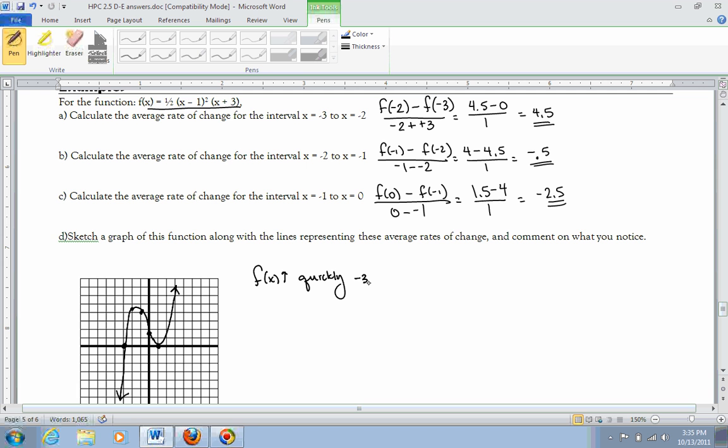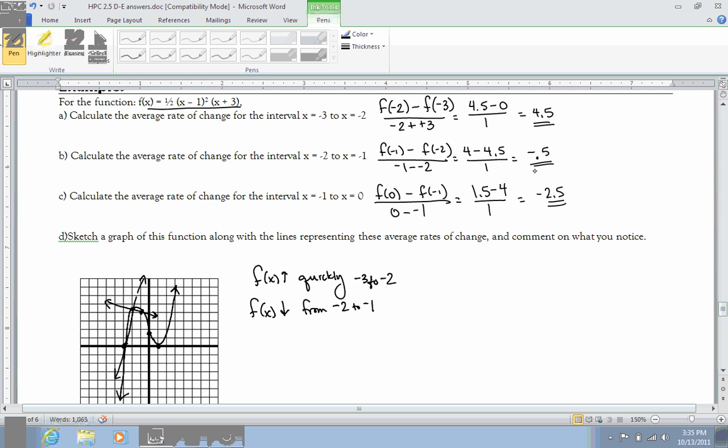from -3 to -2. So if you actually find the slope between these 2 points, that line is increasing rapidly. That has a positive 4.5 slope. But then if you look from -2 to -1 and you connect those 2 points, that line is now decreasing, so f of x is decreasing from x equals -2 to -1.